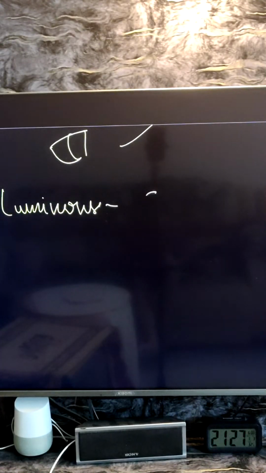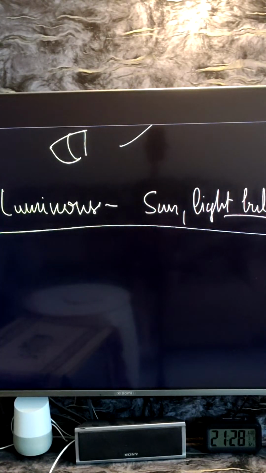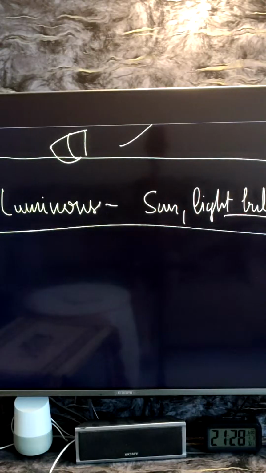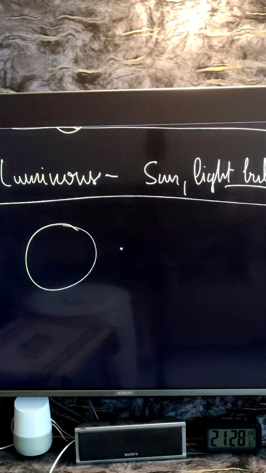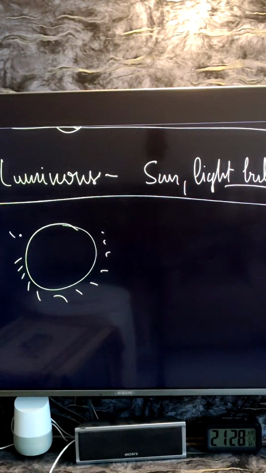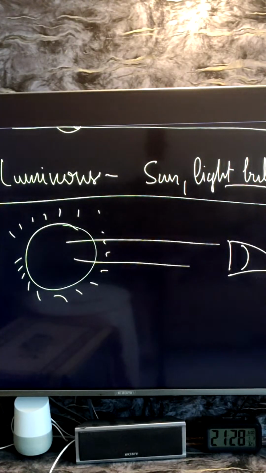So, we know we have luminous objects like the sun, light bulb, and many more. These are all examples of luminous objects. We see them because they emit light. So let's say we have the sun. I'm just drawing it. We're able to see it because the light from the sun reaches our eyes.